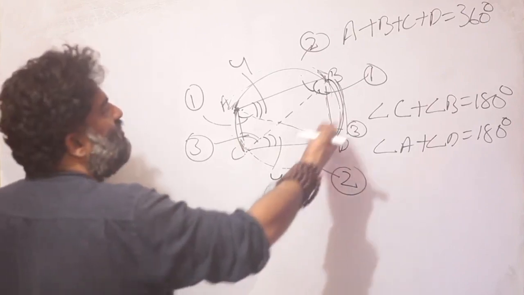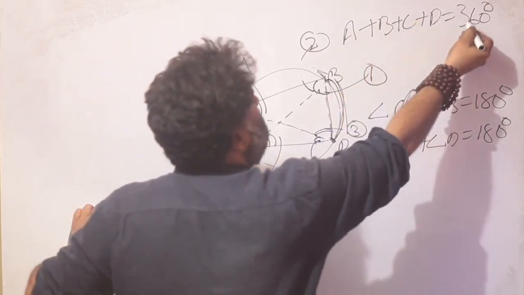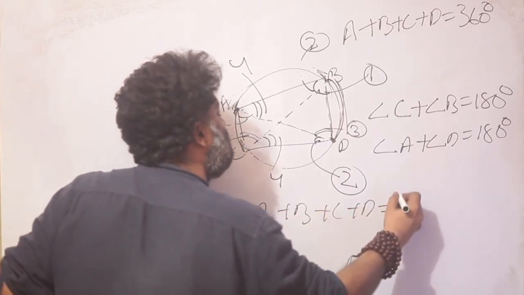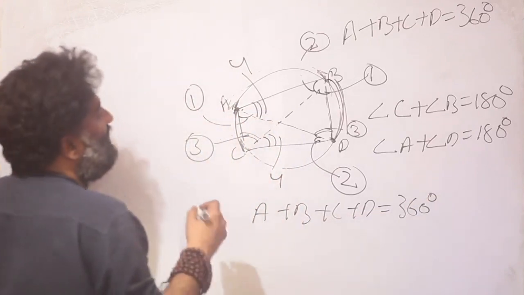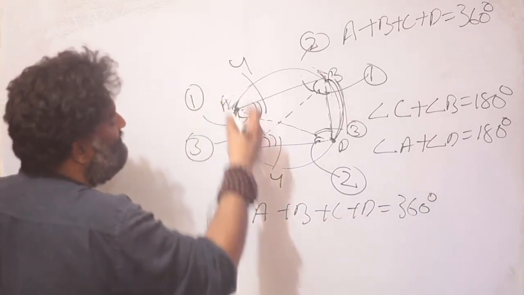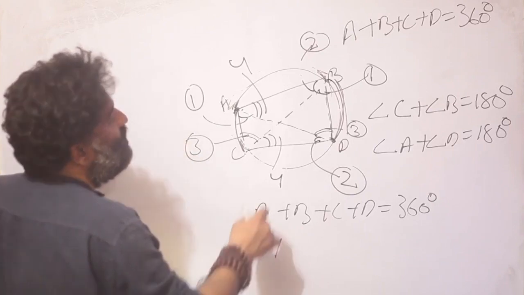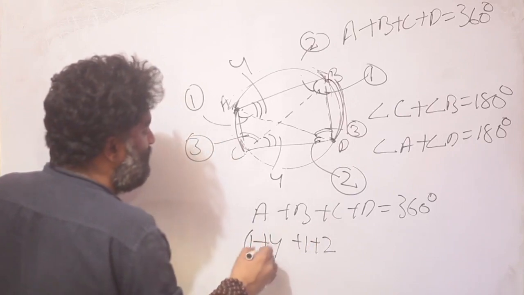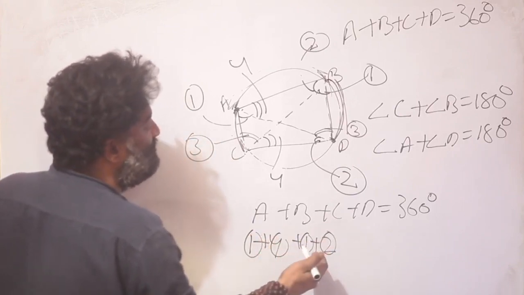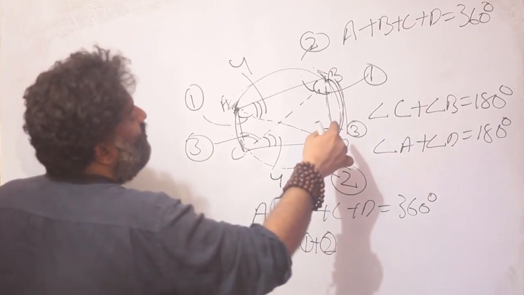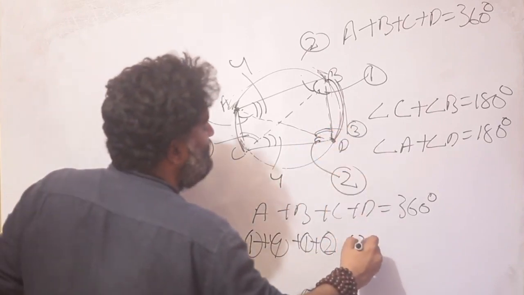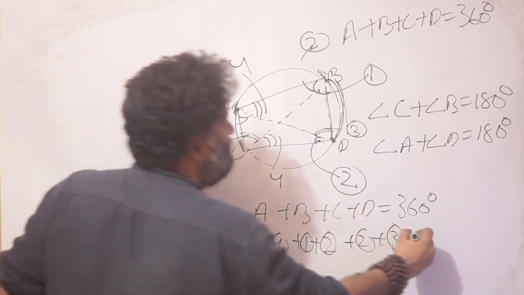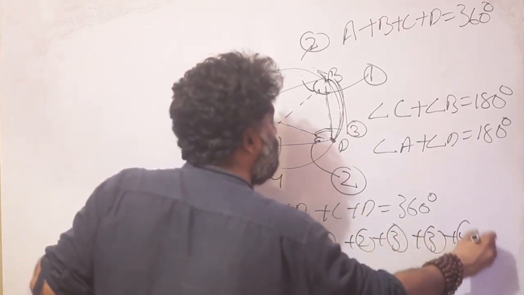Right? Now I have one more thing. A plus B plus C plus D is equal to 360 degrees. Now notice, what is A? A is 1 plus 4. What is B? It is 2 plus 1, or 1 plus 2. And I want to just put a circle around it so that we don't actually add them. These are angles. What is D? 2 plus 3. So angle 2 plus angle 3. And what is C? Angle 3 plus angle 4.